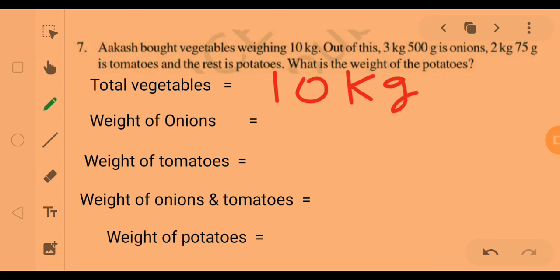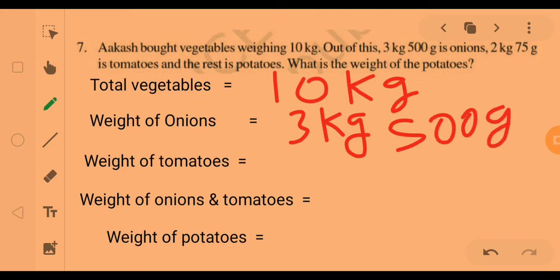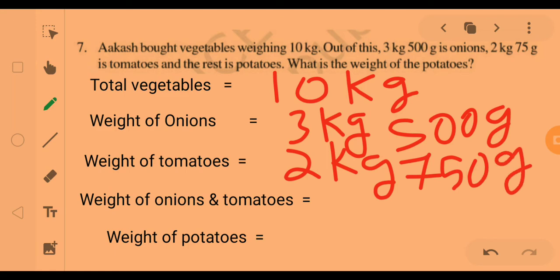So what is the weight of onion here? Weight of onion is 3 kilogram 500 gram. So we write it there. Next, the weight of tomatoes. What is the weight of tomatoes here? 2 kilogram 75 gram. So we write here 2 kilogram. 75 gram is like 750. It is the same as 750 gram.